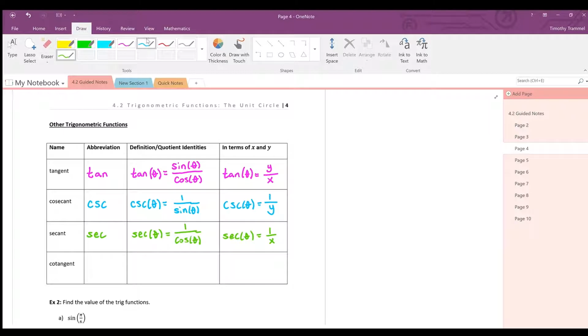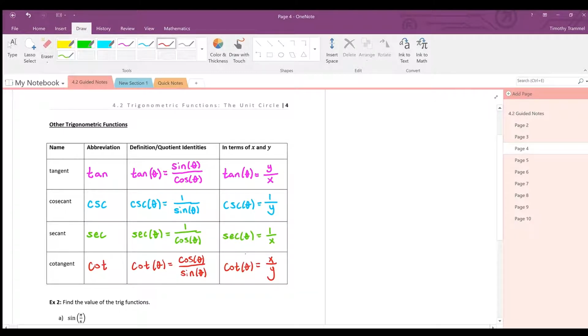And then we're on to our last one, cotangent. Cotangent of theta, you could think of as just 1 over tangent of theta, or cosine of theta over sine theta, because they're each other's reciprocals. And the last way we could represent this is x over y.